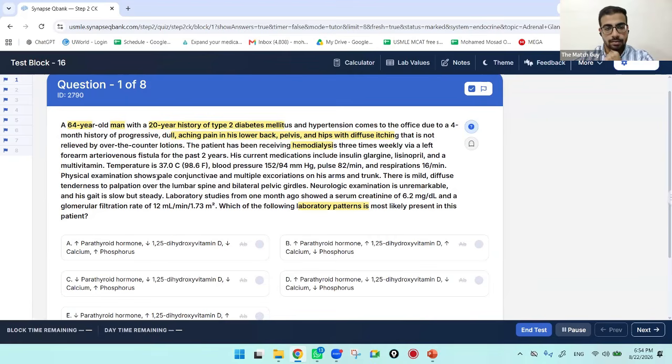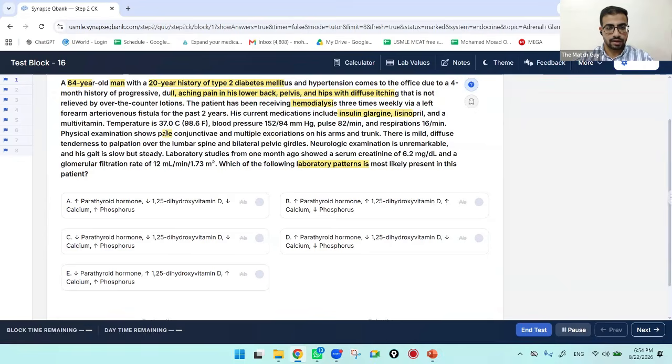Okay, now I don't care about everything else. I do not get distracted by non-important stuff because I know what they're asking about. I don't get distracted by the insulin, for example, because mostly he has uncontrolled diabetes that caused his kidney disease. Pale conjunctiva, just a manifestation of anemia of kidney disease. Multiple excoriations, pruritus with kidney disease. I do not get distracted by this stuff. I do not even highlight them. So it's just hemodialysis.